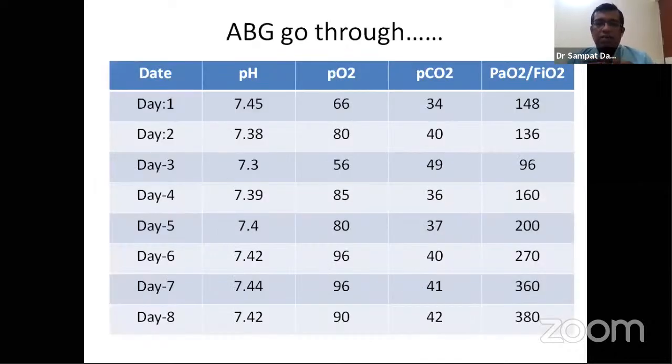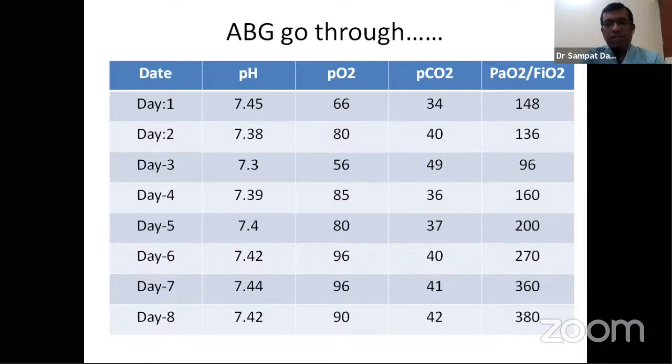So this is the trend which we go through. I have a chart in my ICU where I maintain the trend and see how it changes. If I talk about this patient on day 1, the important part is not oxygen, not PO2. The most important part is the ratio of PO2 by FiO2, which can give you a clear-cut idea about what is going on.